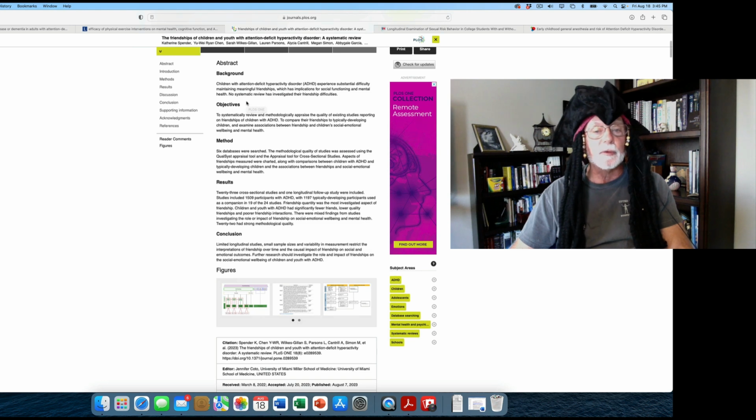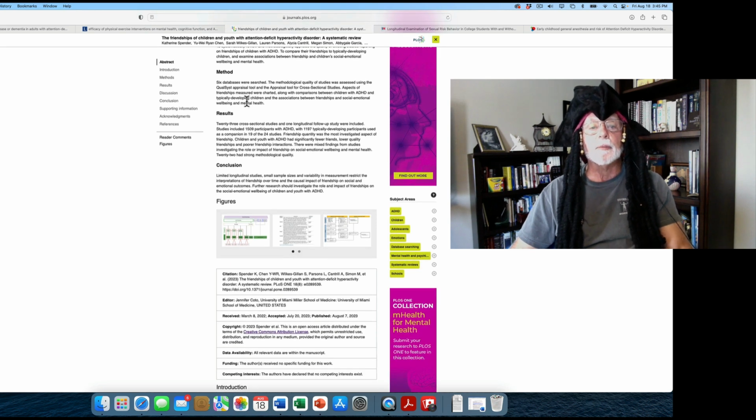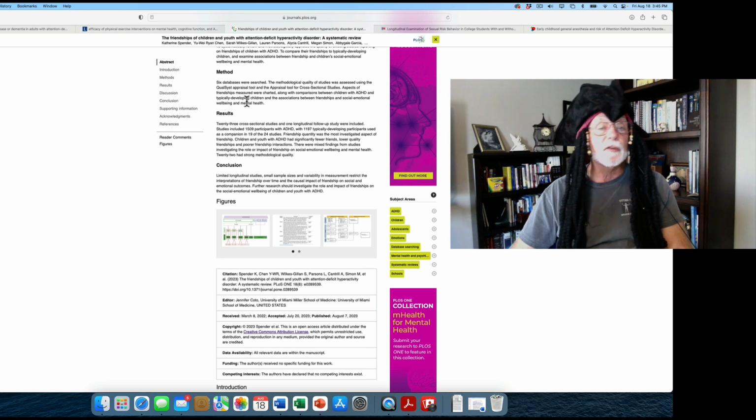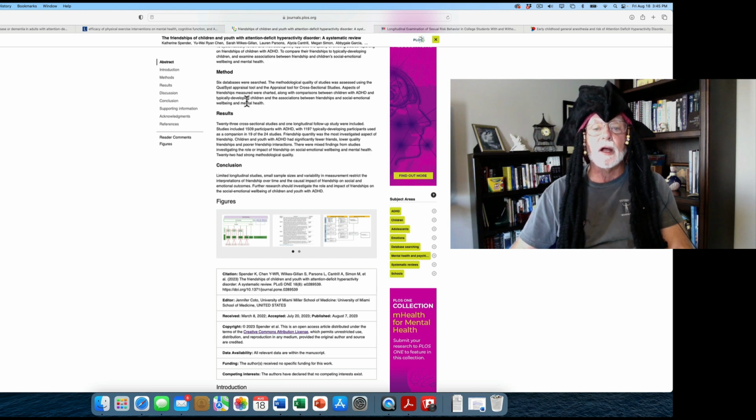There's a lot of papers out there on social functioning in ADHD children. And this study happened to find a number of papers that included over 1,500 participants with ADHD compared to nearly 1,200 typically developing children. And they found that in 19 of the 24 studies that they identified, they were able to make these kinds of comparisons with control groups.